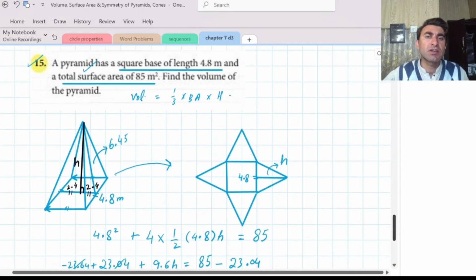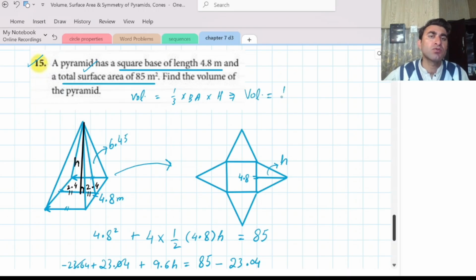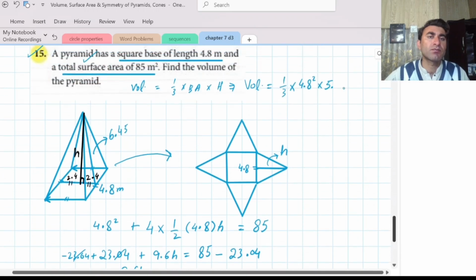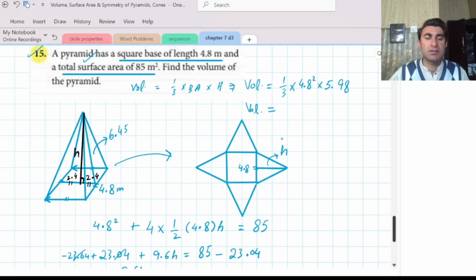So now we can figure out the value of volume. It will be equal to 1 upon 3 into base area, it will be 4.8 square, multiplied to the height, which was 5.98, and again with the help of calculator we will figure out the value of volume, that it is 46 meter cube. So that is the volume of the pyramid.